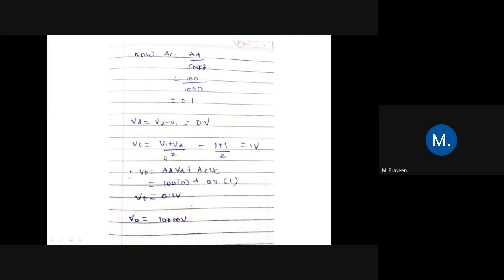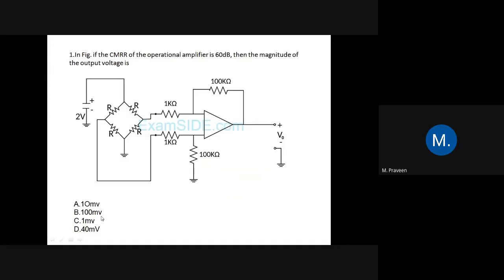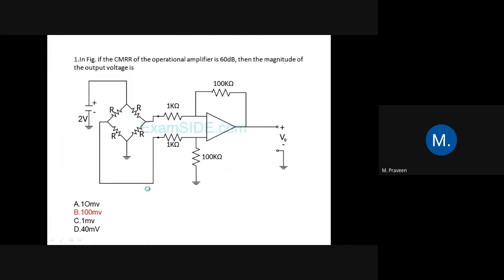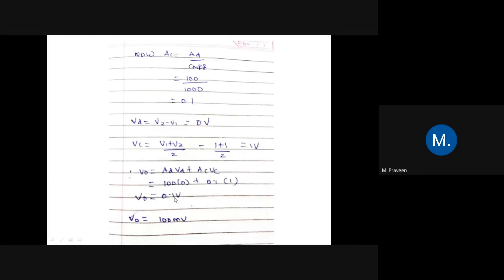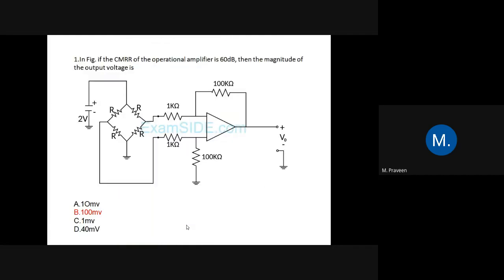Now we got all the values, so we simply substitute them in V naught, which is equal to AD VD plus AC VC. Here the VD value is 0, therefore this part is going to be 0. For the common mode part, the AC value is 0.1 and the VC value is 1, therefore 0.1 into 1 is equal to 0.1 volt. But the answer here is in terms of millivolt, so we convert 0.1 volt into millivolt. Therefore, V naught is equal to 100 millivolt. So the answer for the question is option B, which is 100 millivolt.